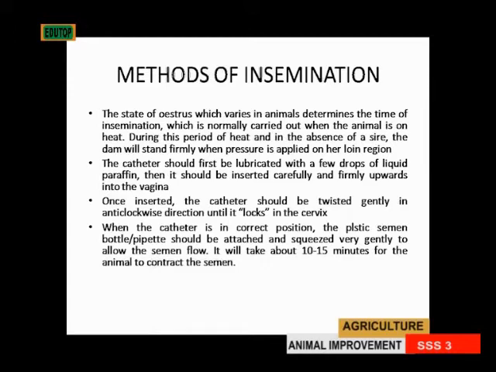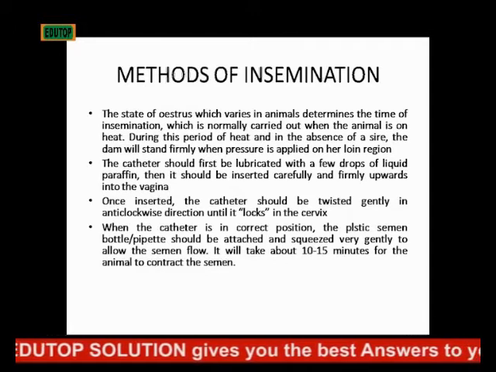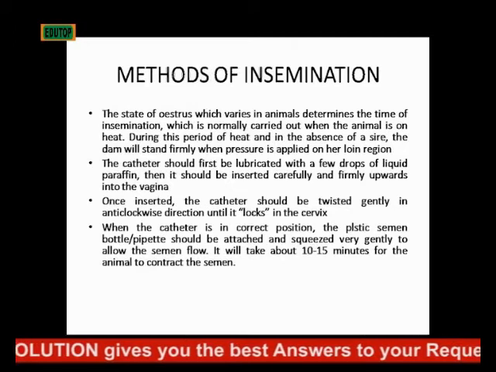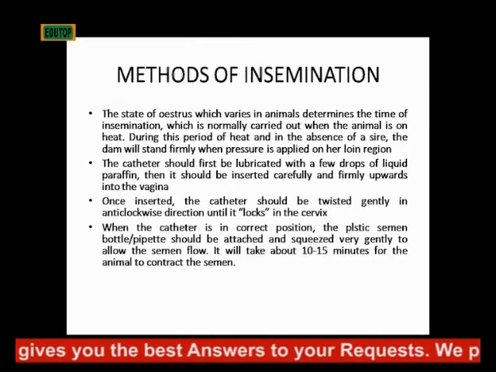Then when the catheter is in the correct position, the plastic semen bottle that you attach to the catheter should be squeezed very gently to allow the semen to flow through the catheter. This will take about 10 to 15 minutes for the animal to take in the semen. That's just the simple process of artificial insemination.